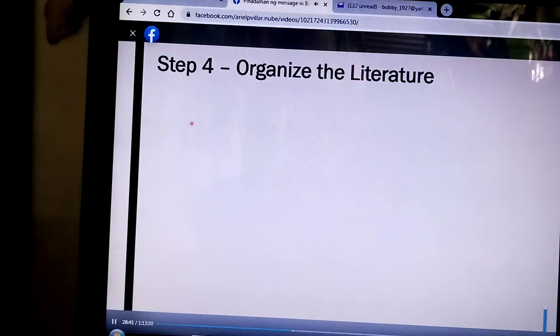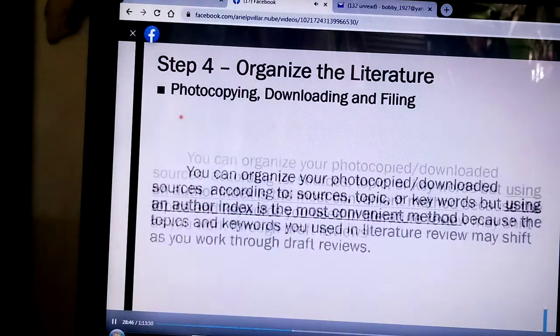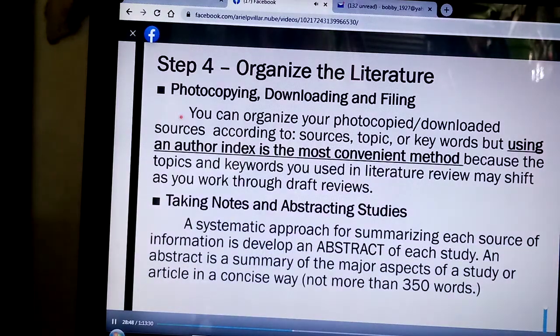So, step number 4 natin, we have organize the literature. Okay, first, what do you do? Ito po, ma'am and sir, no? How do you organize your files, no? How do you do the note-taking, kumbaga? Well, it's very important that in the university, you can photocopy. Pwede yung photocopy yung mga pinagkukuhaan nyo. If you have a printer, galing sa internet, you can actually download them. And you can file them. This is very important. Okay?